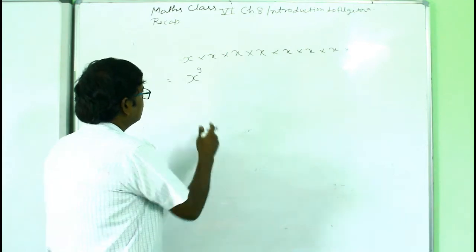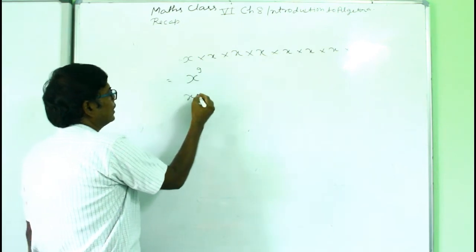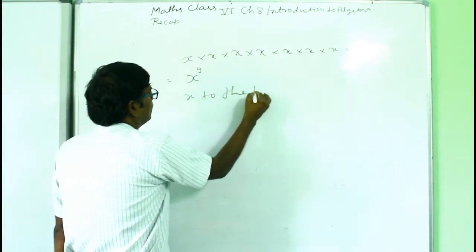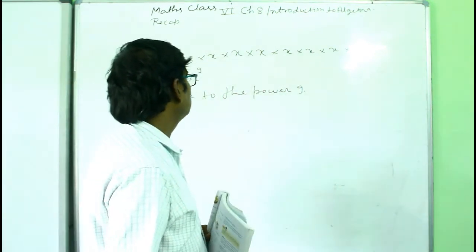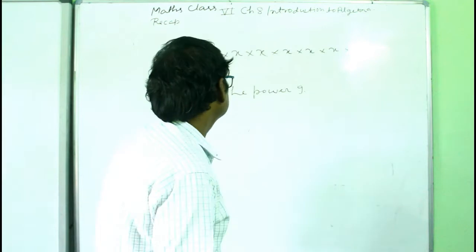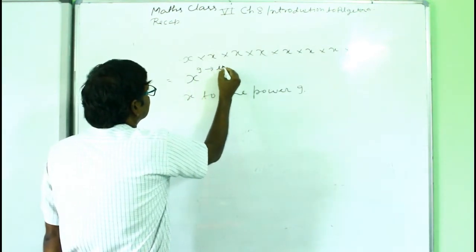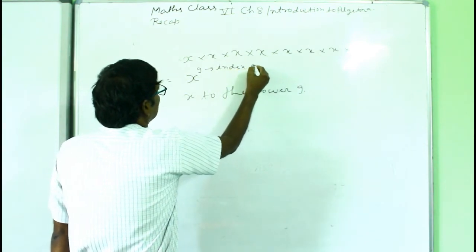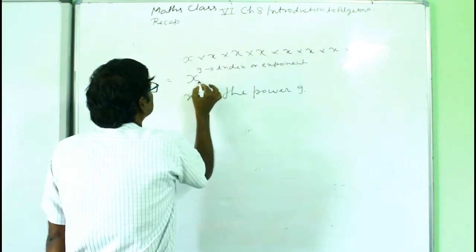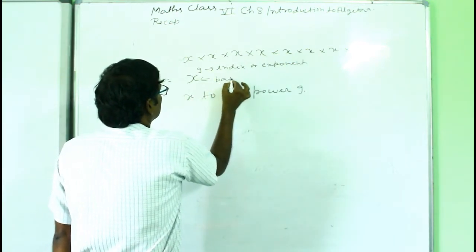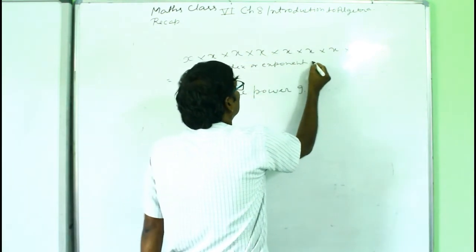And it is read as x to the power 9. Okay, you will read this as x to the power 9. And here the power, okay, this is called the index or exponent, and here this is called the base. Okay, the power is called the index, this is also called power. Okay, or you can write here power.